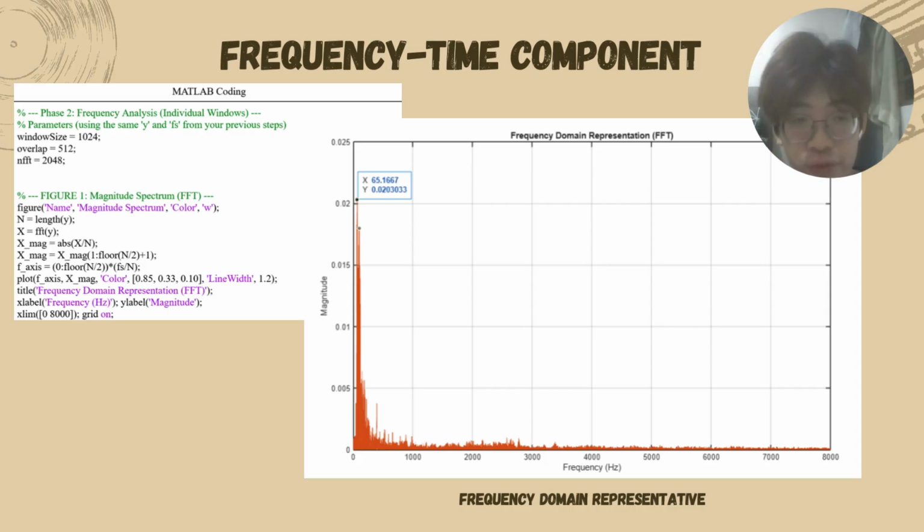To fulfill this requirement of analysis, the spectrogram was generated using a window size of 1024 and an FFT of 2048. Meaning to say, MATLAB will take 1024 samples of audio and also zero pad to reach 2048 points before performing the FFT.